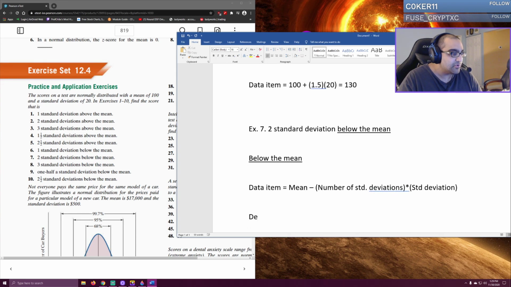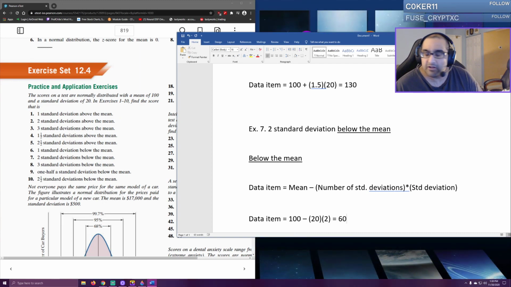So in this case, we're trying to find the data item. The data item is going to be 100 minus 2 standard deviations, so 20 times 2. And so this is equal to 60. So 60 would be the data item that reflects 2 standard deviations below the mean. Any questions about that so far?